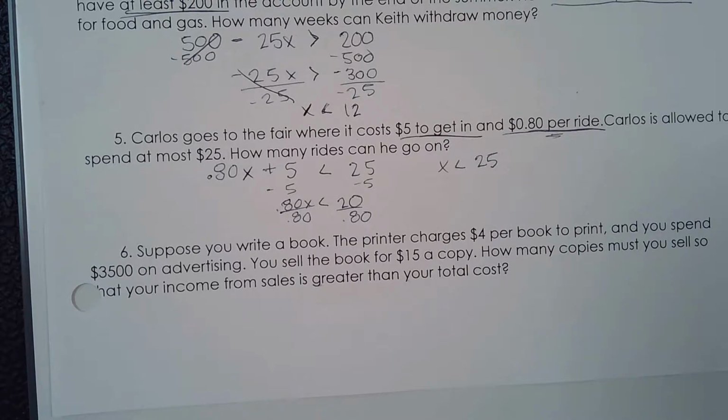So the most number of rides that he could go on would be what? 25. He could also go on 24 or 26? 24. So anything less than 25, right? Which is exactly what our expression says.